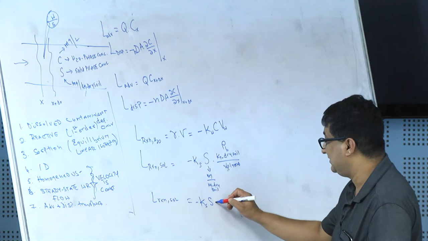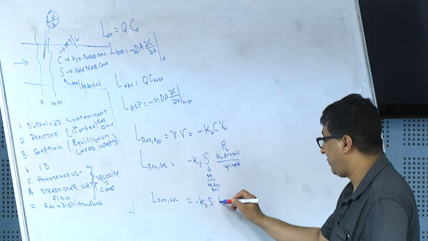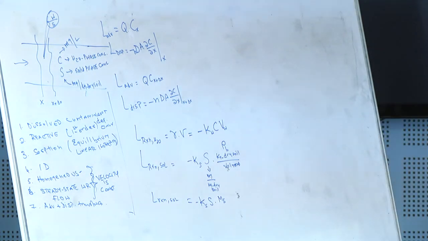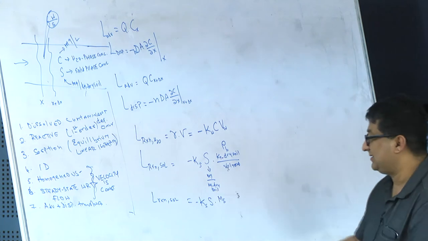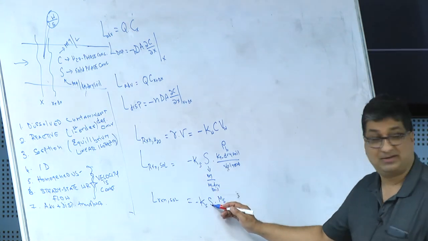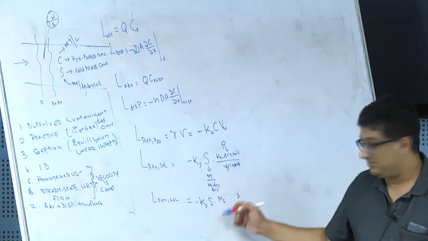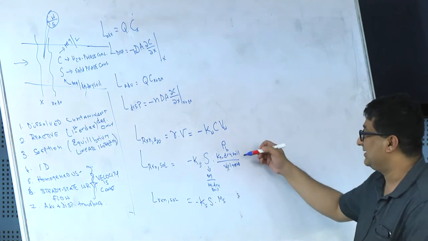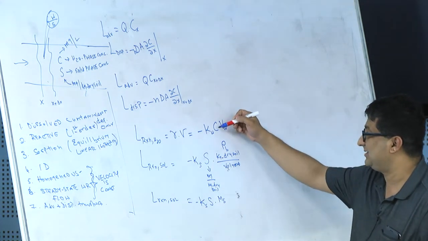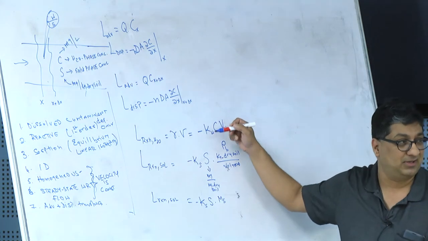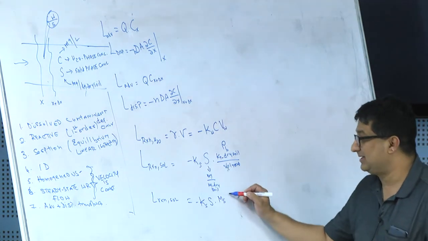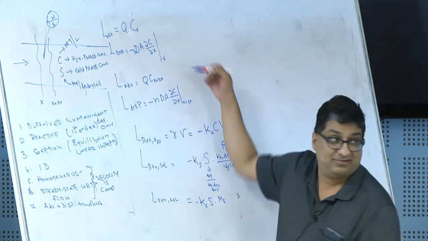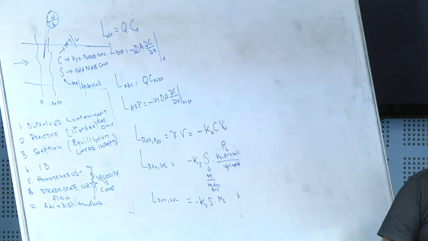Or we can leave this as k_S times S times M_S, which is the mass of the soil. Everything here is one per time, this is milligrams per kilogram, and if I multiply by the mass of the soil in the control volume, I get mass per time. This gives me milligrams, this gives me one per time, so I have everything in the units of mass per time.